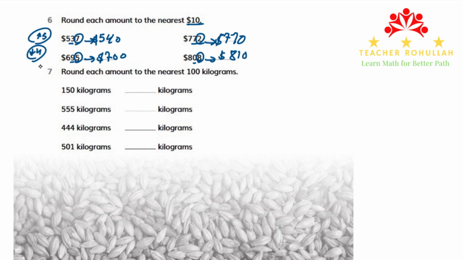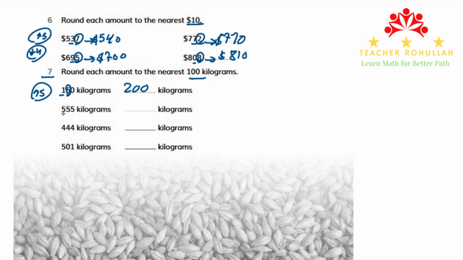Let's now move to question number 7. In question number 7, it says, round each amount to the nearest 100 kilograms. The first amount is 150 kilograms. To round it to the nearest 100, we underline the digit in the hundreds place and circle the digit in the tens place. Seeing that the digit in the tens place is 5 or more, the amount rounds to 200 kilograms. The second number is 555.